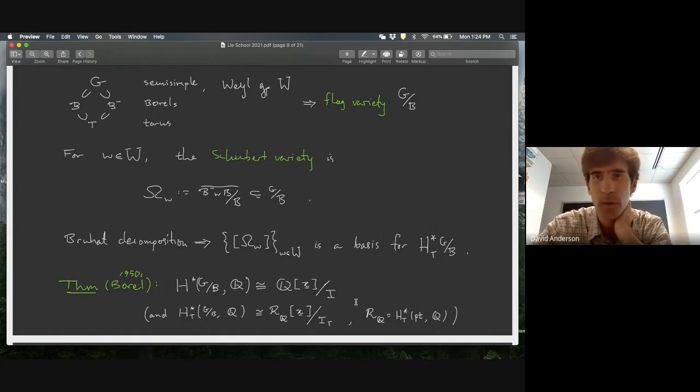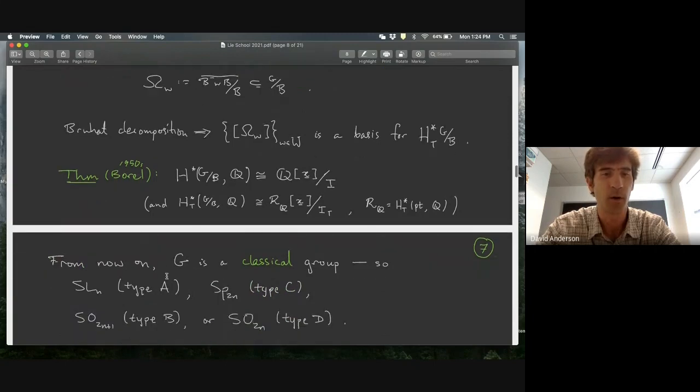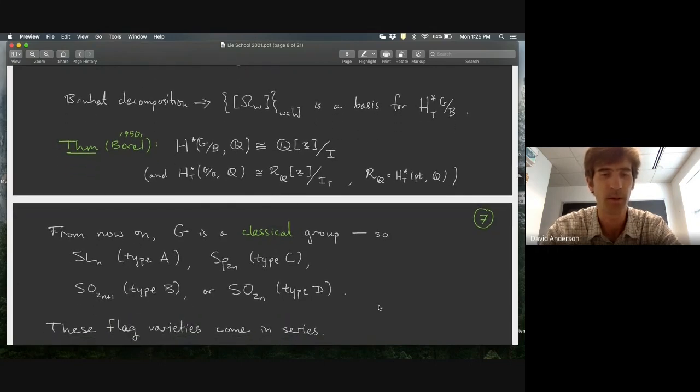So where we're going with this is we want to find a way of getting rid of this mod the ideal story here. We want to find actual polynomials that represent Schubert classes. And we'll do that in this context where G is a classical group. So mostly I'll be talking about SL_n, that's type A, and a little bit about Sp_2n, we already saw that, that's type C. And there exist analogs in the orthogonal group cases, types B and D, but I won't tell you the details of those. The important point is all of these flag varieties come in series, depending on n.